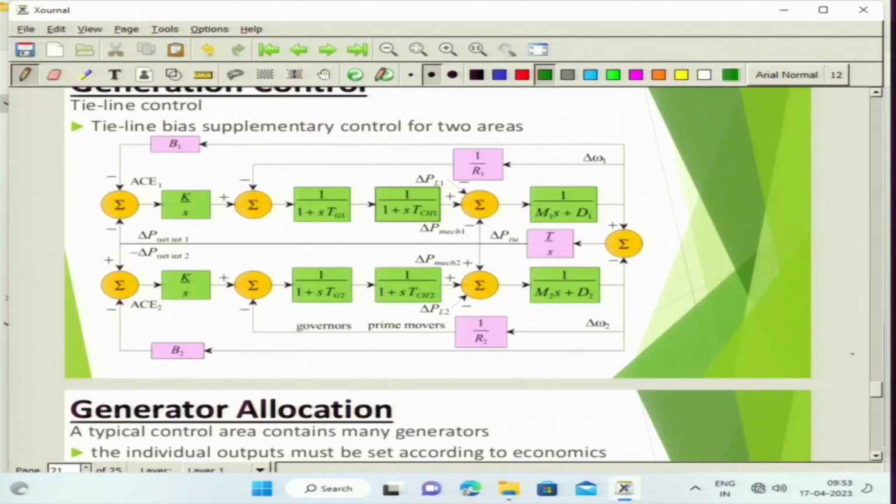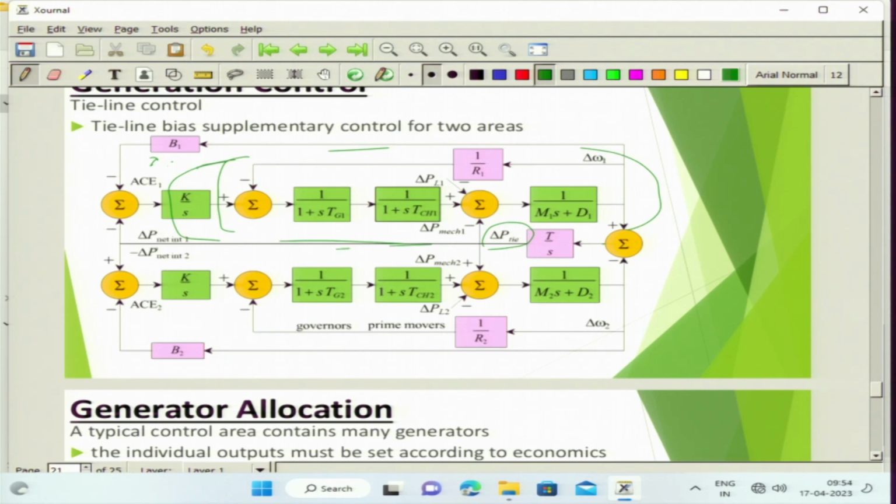So how do you reflect this here? This was the overall control loop earlier, and now there is a delta omega 1, and you have brought in this new term B1, which is 1 by R1 plus D1. And see this delta Pt, this is a change in power flow.